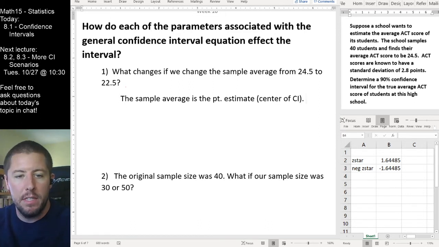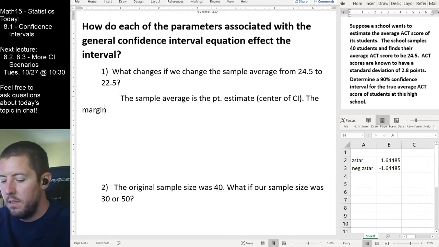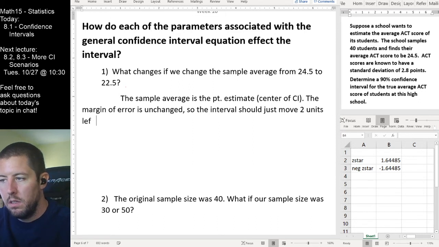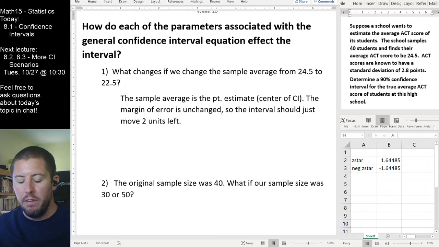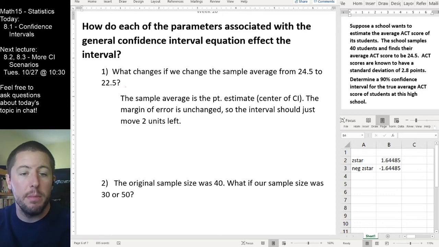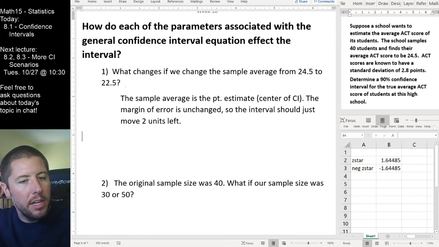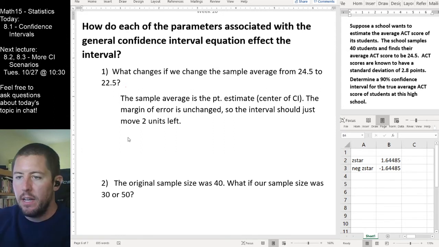It's the center of the confidence interval that we're changing here. All I'm going to conclude is that the two parts of every confidence interval are the point estimate and the margin of error. Here, we're changing x bar, which is the point estimate. We're not changing the margin of error. So the width of the interval should be the exact same, but we have slid the whole thing to the left. It used to be 24.5, it's now 22.5.